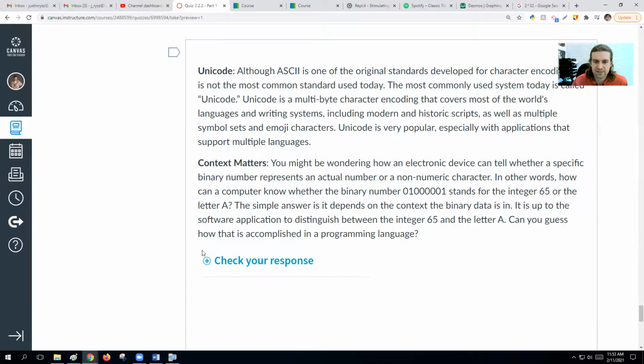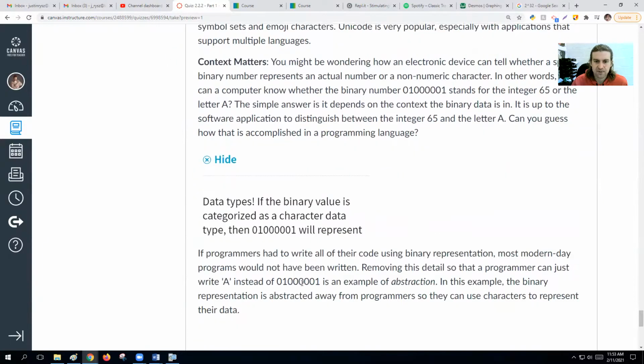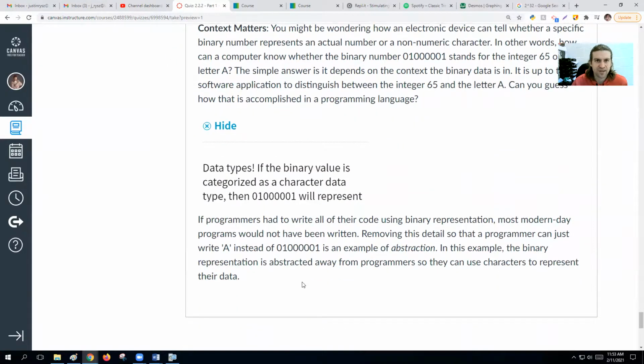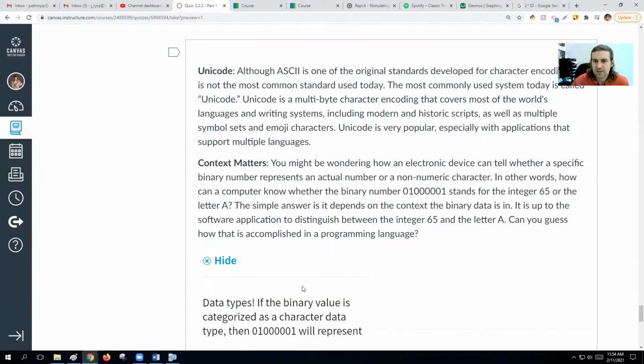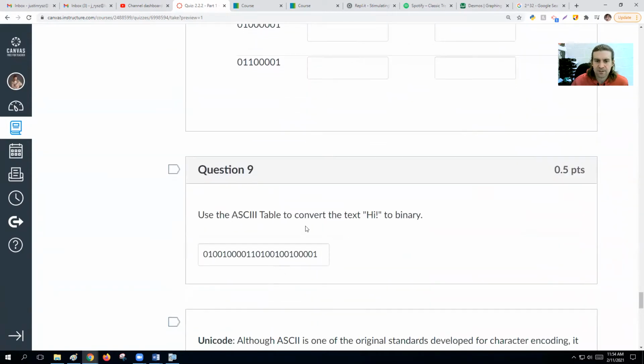We can take a guess at how that works, but basically we look at what the binary value is doing. Is it being added, or is it being worked together like text? If a programmer had to write all the code using binary representation, most modern day programs just never would be written. They would take literally forever. Removing all this detail, you can just write the letter A on your keyboard instead of writing out 01000001. This is a level of abstraction where we remove those details and work on something higher. Hopefully this gives you an idea of how the binary system works.